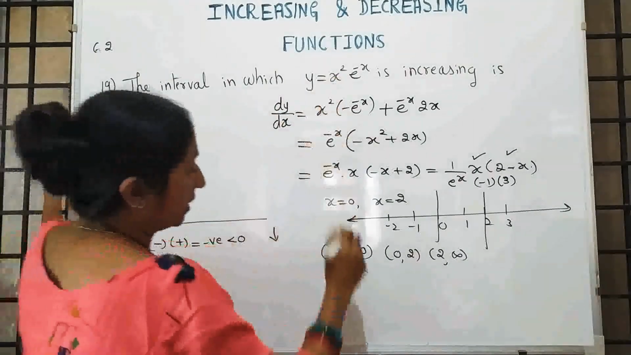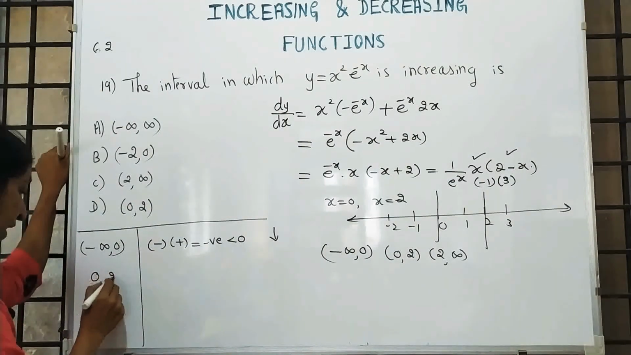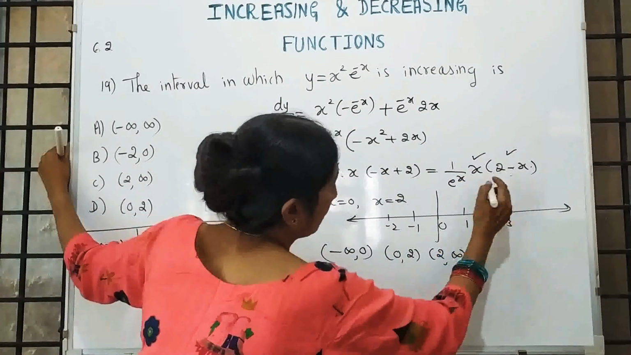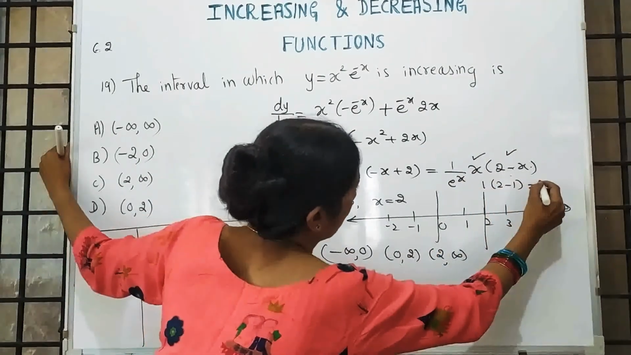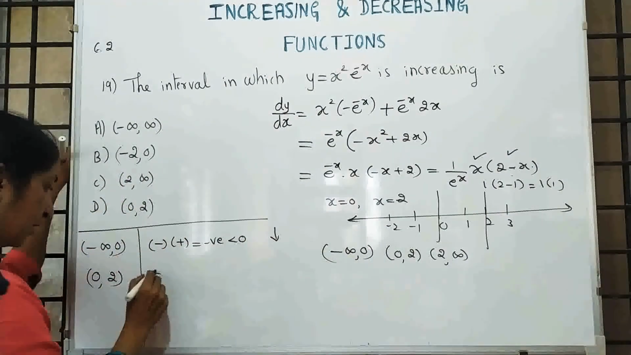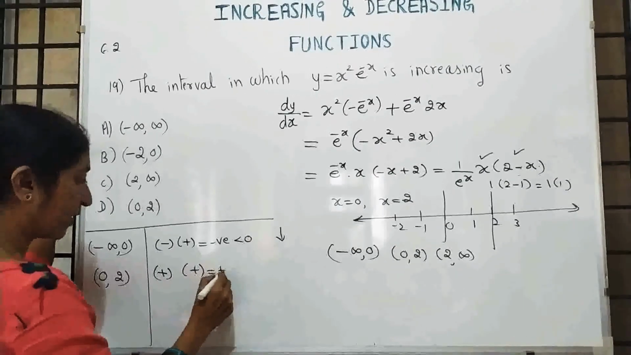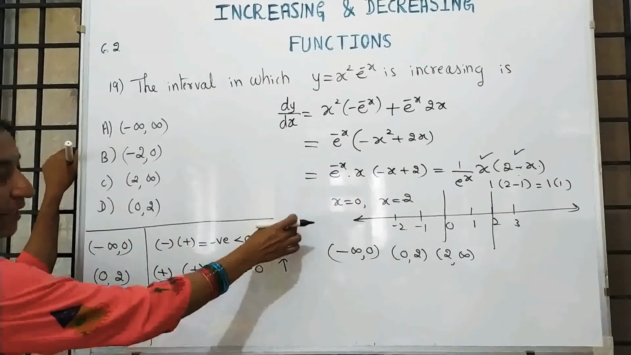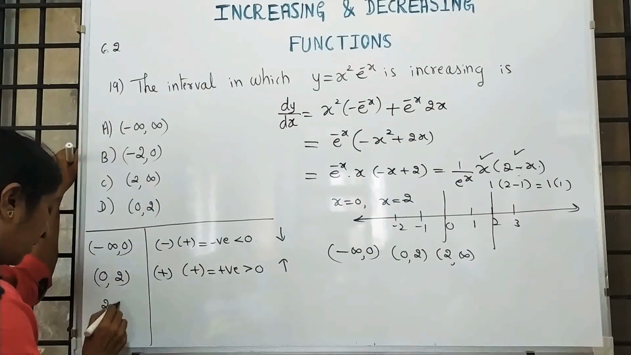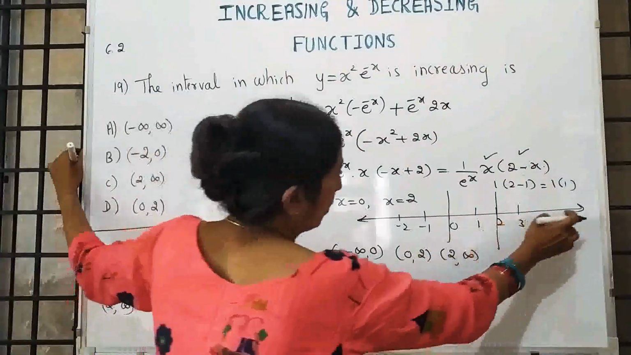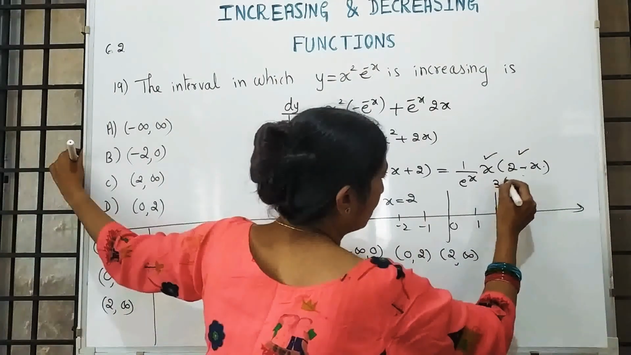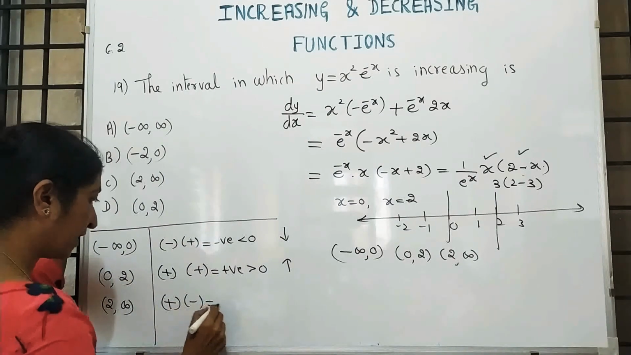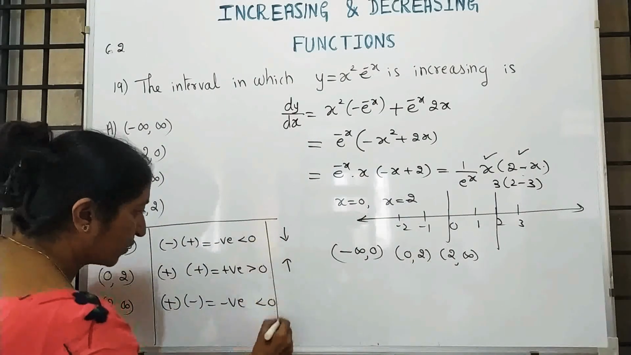Less than 0, it is decreasing. But the question asks for increasing. We have to move to 0 to 2. In between 0 and 2, I took 1. This is 1, this is 2 minus 1, that is 1, into 1, positive. This is positive and this is positive. Finally we got positive, greater than 0, it is increasing. And this is a multiple choice, that's why I am writing increasing and decreasing like this. Then 2 to infinity. In 2 to infinity, if you take 3, this is 3, 2 minus 3, positive and negative. Positive and negative is negative, less than 0, the function is decreasing.